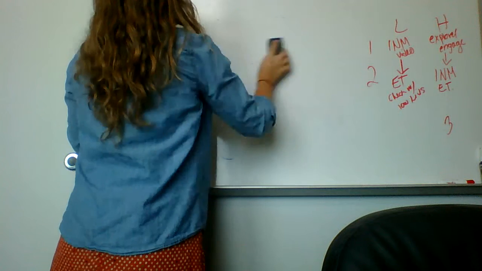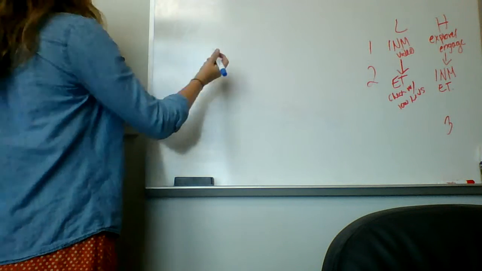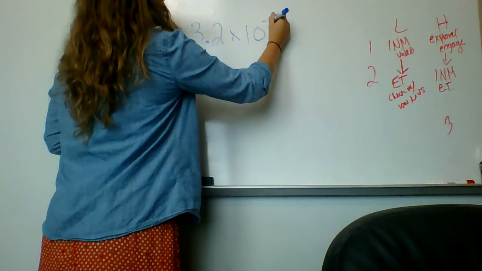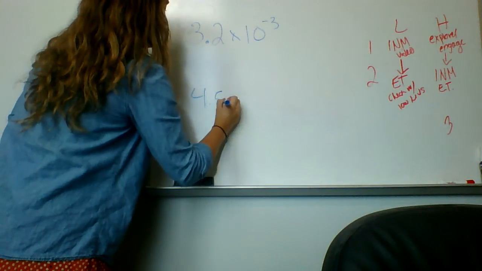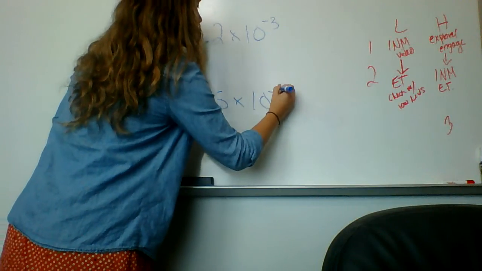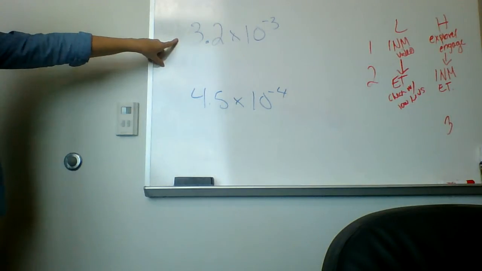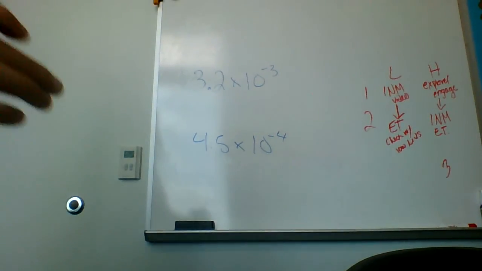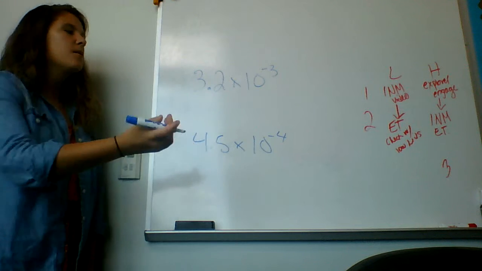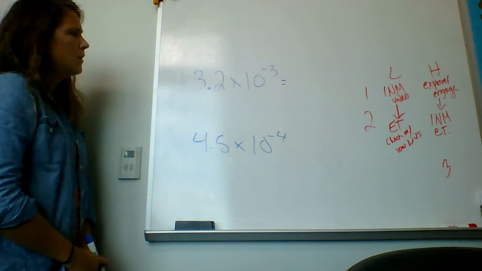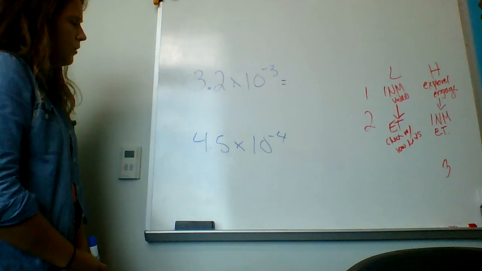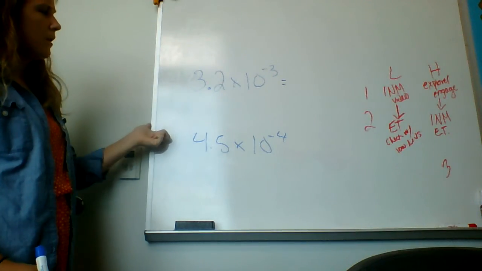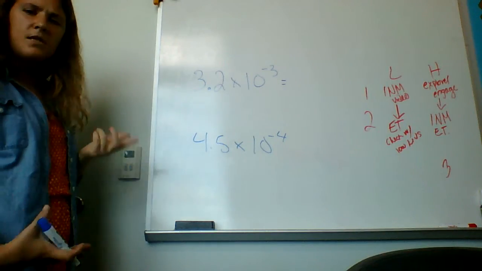And this time, let's do it with some negative numbers. So I have two numbers, 3 and 2 tenths times 10 to the negative third, and 4 and 5 tenths times 10 to the negative fourth power. Now I'm going to expand this as well so we can compare them. You might make a guess. Which do you think is going to be bigger? The top number or the bottom number? We'll see if your guess is right.